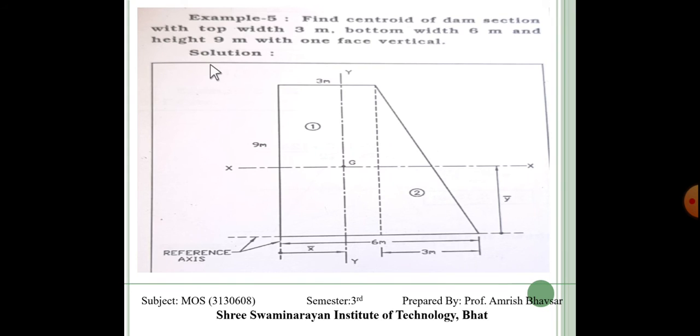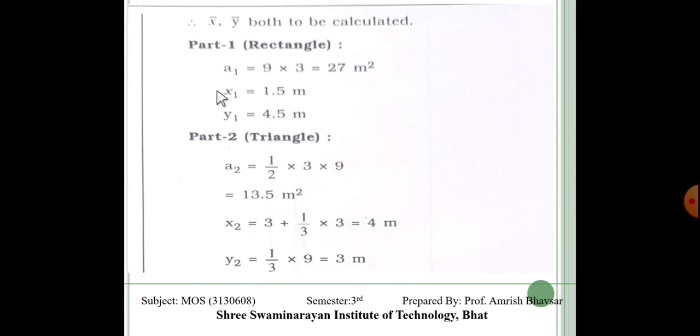Here, it's a shape of a dam, a rectangle and a triangle. So here we have two parts. From the reference axis, we will get the rectangle and triangle. A1 is 9 by 3, x1 is 1.5, y1 is 4.5. A2 is 1 half into 3 into 9, x2 is 3 plus 1/3 of 3, so it is 4 meter. The y2 is equal to 1/3 of 9, so it is 3.